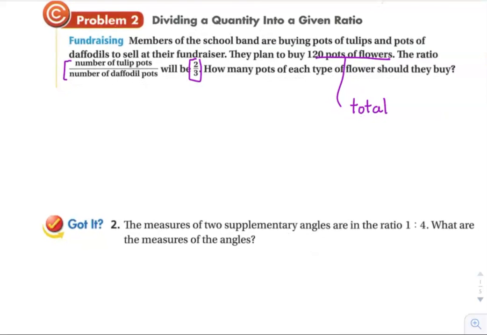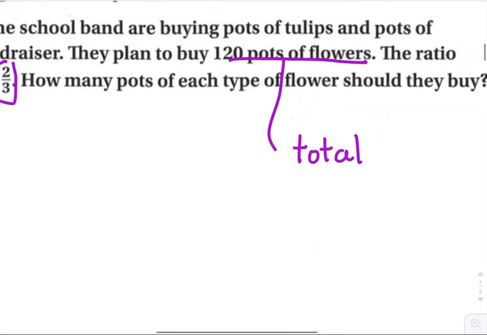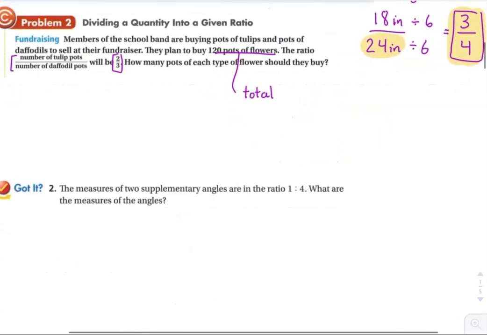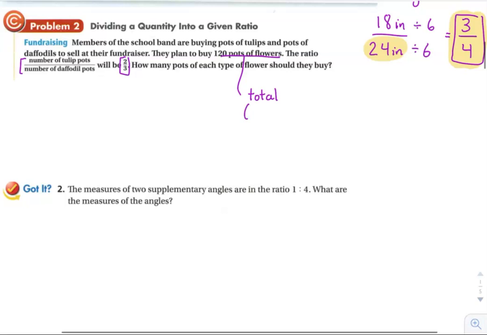So just really be careful with a problem like this, guys, and make sure you're understanding what each number represents. I already labeled, we know that's the total, and I'll make note that includes the tulips plus the daffodils.